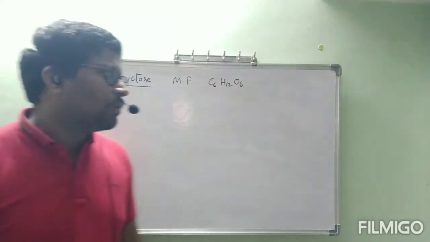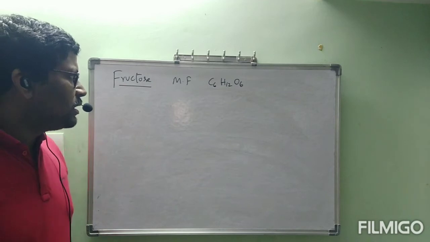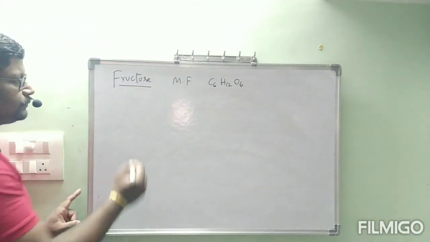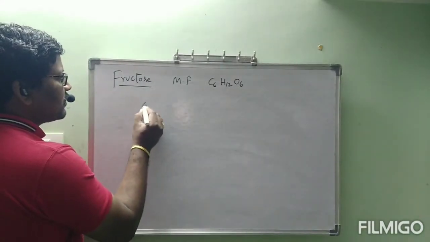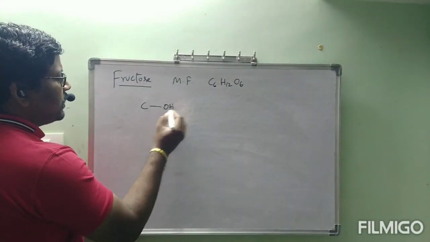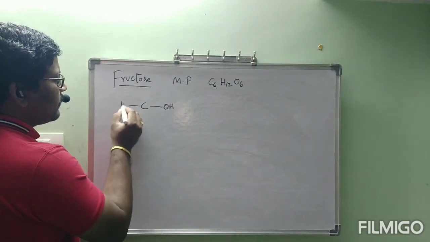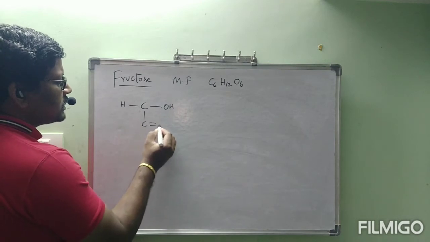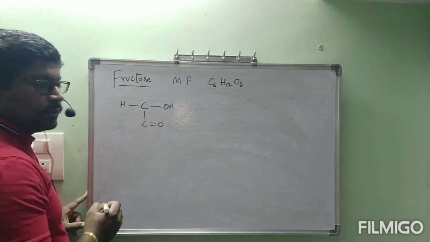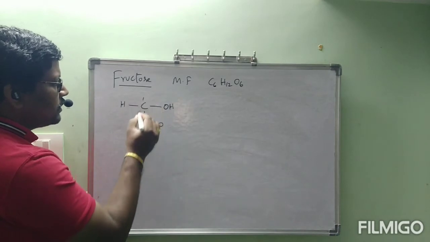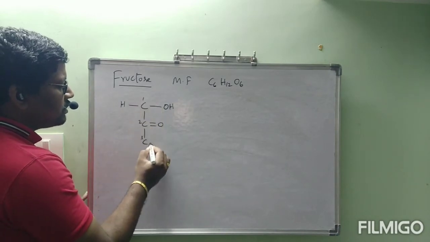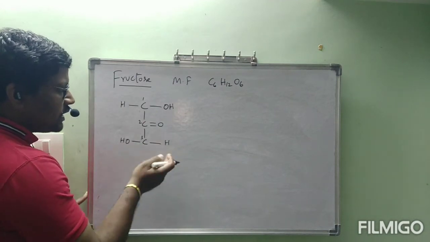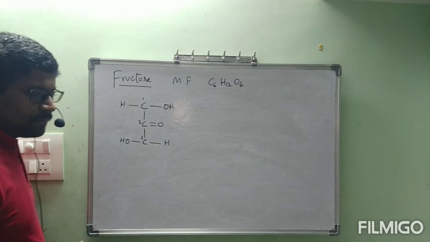Now, starting with the fructose structure, directly we are going to write it with the help of Fischer projection. Let us see. First carbon, OH is on the right side, H is on the left side. Second carbon, C double bond O, the ketone group. Third carbon, H is on the right side and OH is on the left side.